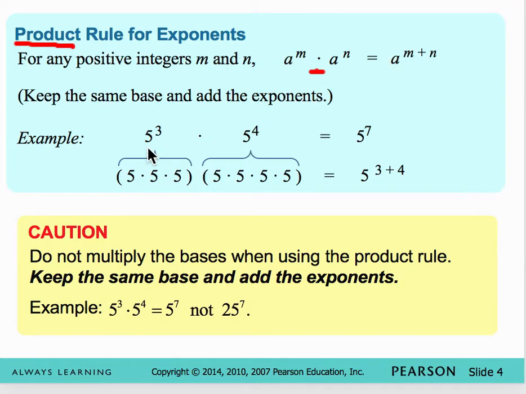Okay, so if you had 5 cubed times 5 to the 4th, 5 cubed is 5 times 5 times 5, 3 5s. But then you're just going to multiply it by 4 more 5s. So really all together, you're multiplying by 1, 2, 3, 4, 5, 6, 7. That's why that's our rule. Okay, you keep the base the same and you add the exponents.